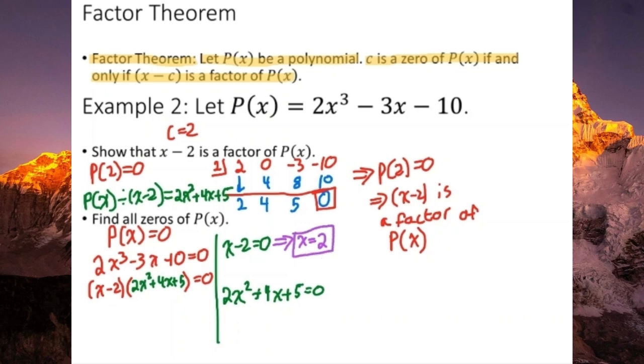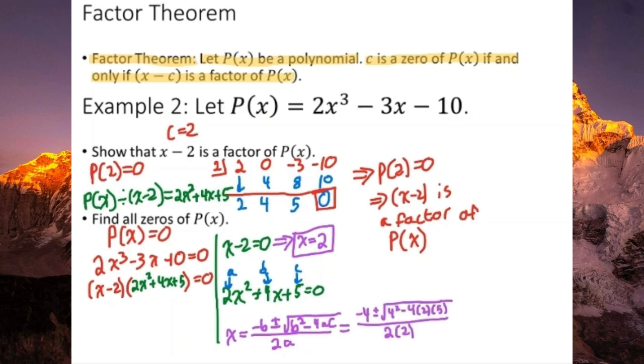Now, as for the 2x squared plus 4x plus 5, we can solve that using the quadratic formula, which, recall, is negative b plus or minus the square root of b squared minus 4ac all over 2a. 2 would be a, 4 would be b, and 5 would be c. So we plug in our values, and then we can simplify.